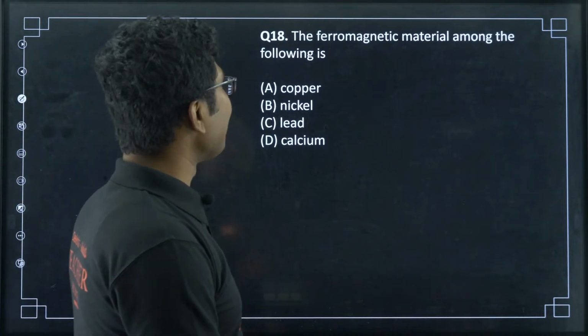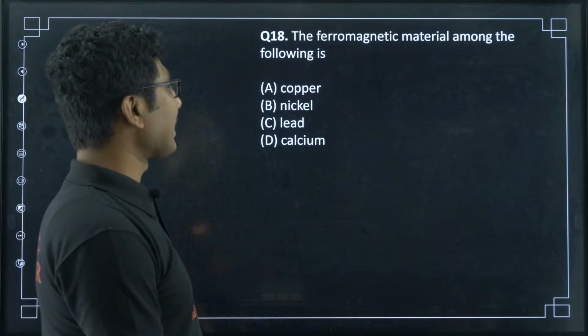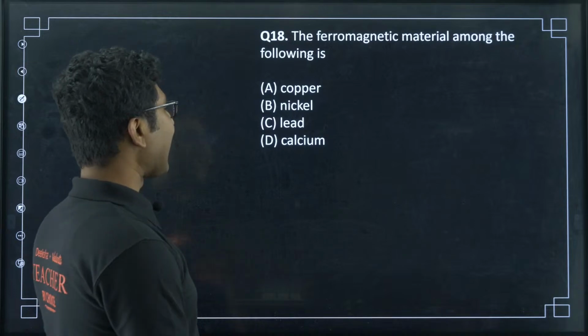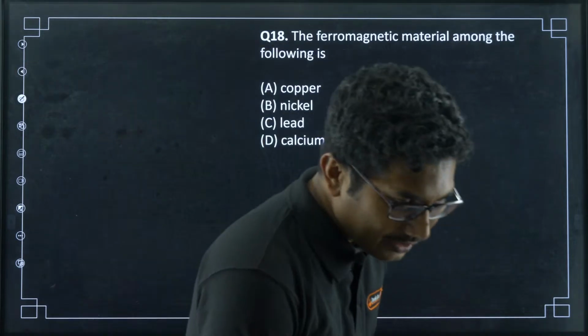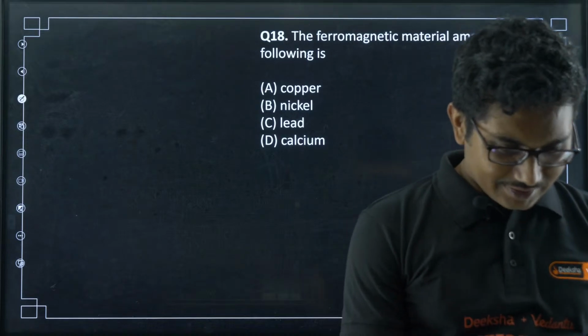The ferromagnetic material among the following is. So which one is a ferromagnetic material among the following? Copper, nickel, lead, calcium. Easy question. 16C, yes, 16C was the correct answer.